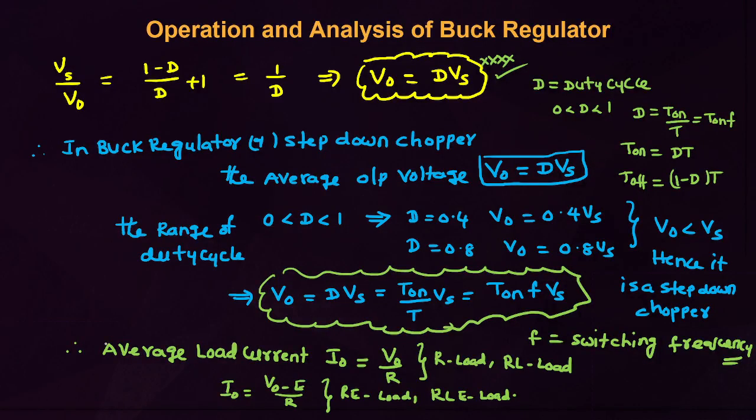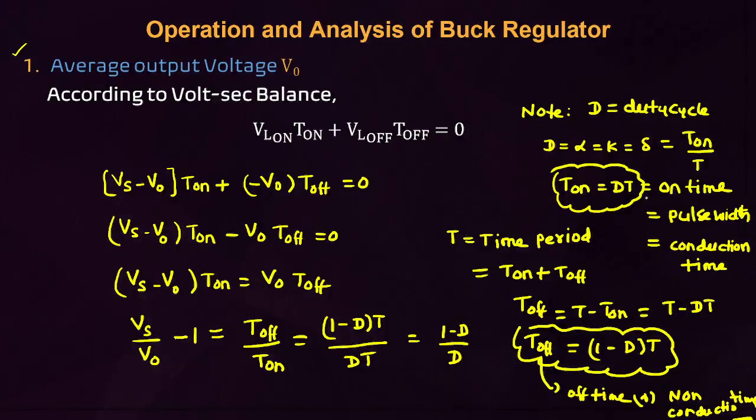These formulas you mainly have to concentrate on. I have given this, please go through it. T on is nothing but on time. It is also called pulse width or conduction time. T off is nothing but off time. It is also called non-conduction time. Sometimes it is asked to calculate off time, non-conduction time, or pulse width. Pulse width does not mean the total time period, students. Pulse width is nothing but the on time only. That point you have to mainly concentrate on. Off time means non-conduction time you have to calculate.